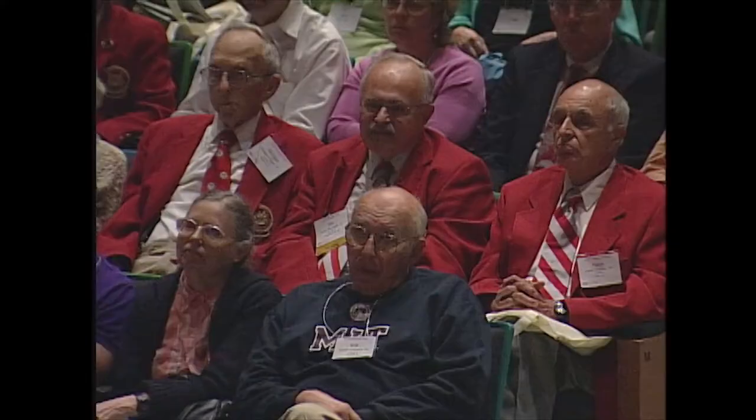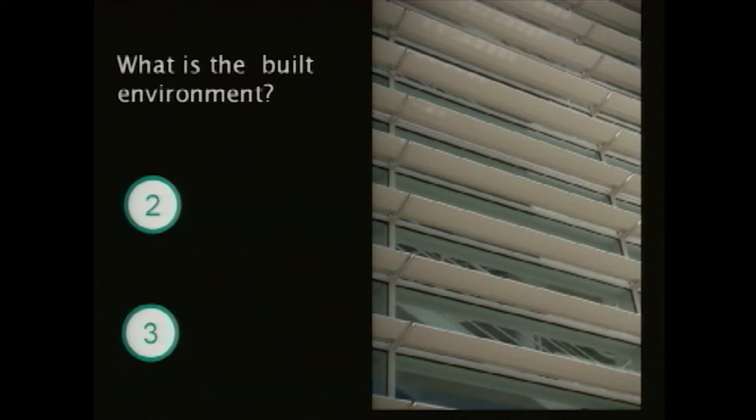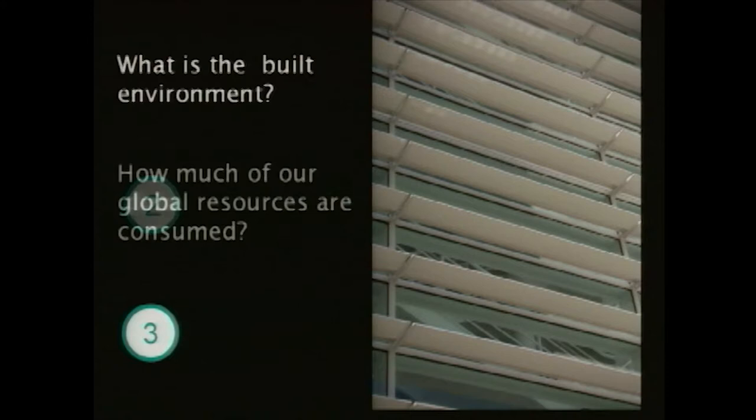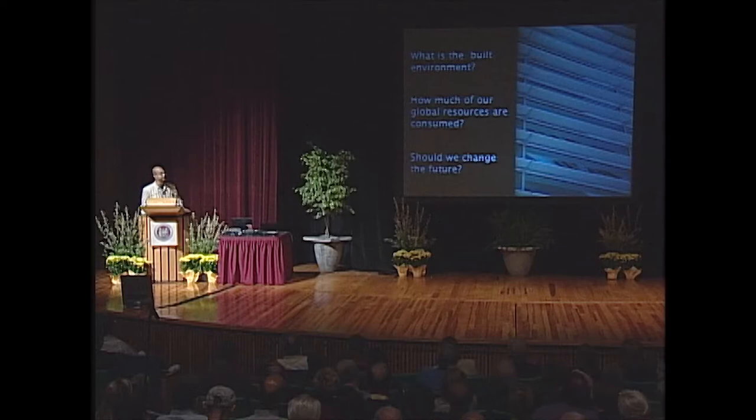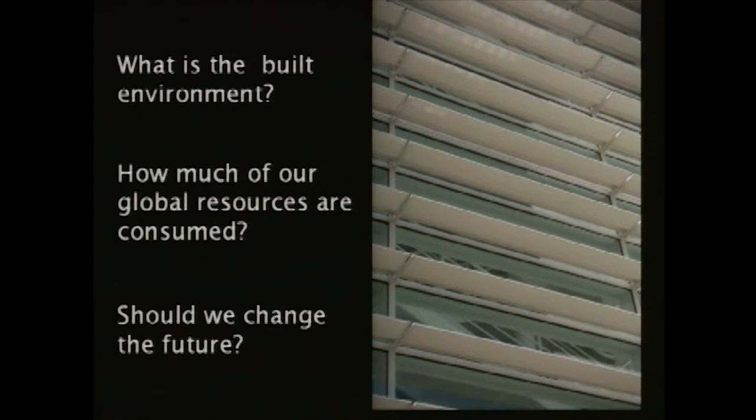Okay, I like organized presentations. I'm a bit compulsive. So this is organized around three questions. First, it is really important to be very clear about what the built environment is. What am I talking about? And I'll delve into that. Second is how much of our global resources are consumed by that environment, not only in operation, but also in construction and in demolition. And given what we know from answers from the first two questions, should we even change? Do we need to change? Will change in the built environment make much of a difference?